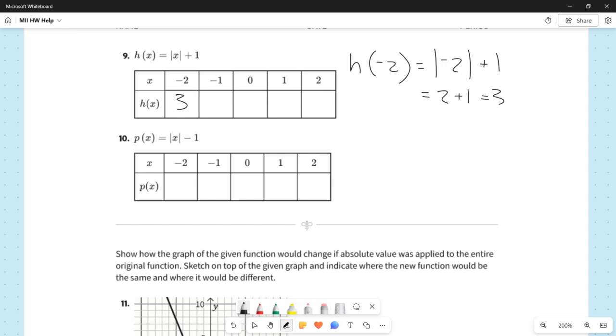For -1, you plug in a -1. The absolute value of -1 is 1, and then 1 plus 1 is 2. Plug in a 0. The absolute value of 0 is 0, and 0 plus 1 is 1. Plug in a 1. The absolute value of 1 is 1, and 1 plus 1 is 2. Take a 2. The absolute value of 2 is 2, and 2 plus 1 is 3.